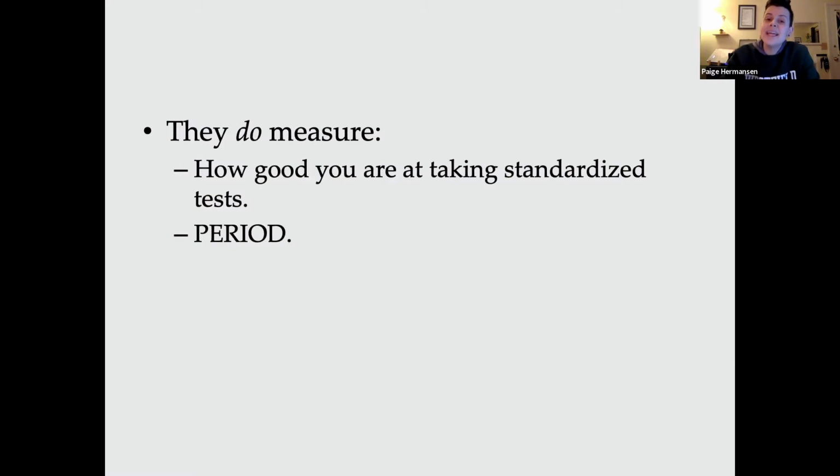They only can measure how good you are at taking standardized tests. That's all they can do. That's all they will do, right? Now, the good news is, though, that taking standardized tests well is a skill that, at least when it comes to the MTEL, you can practice and you can get better at, right?